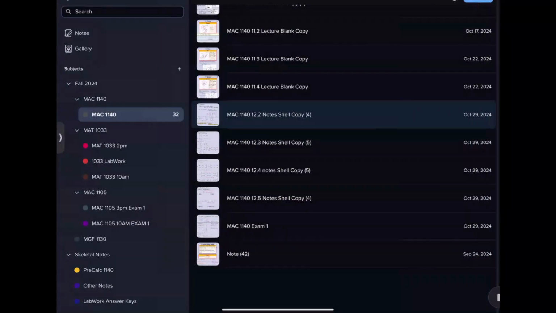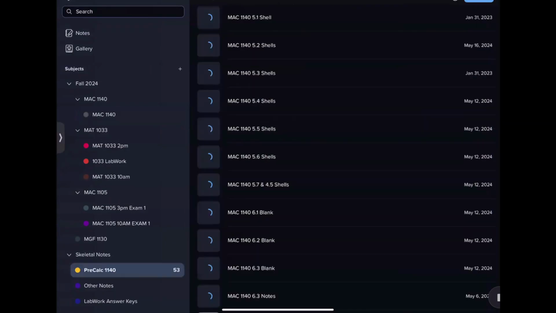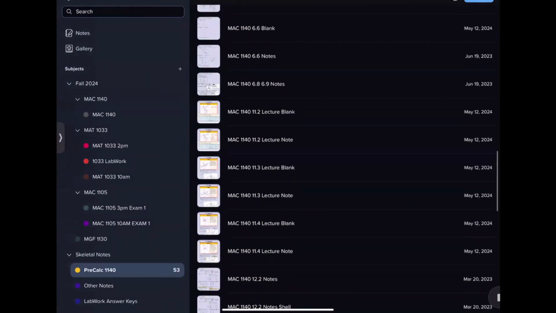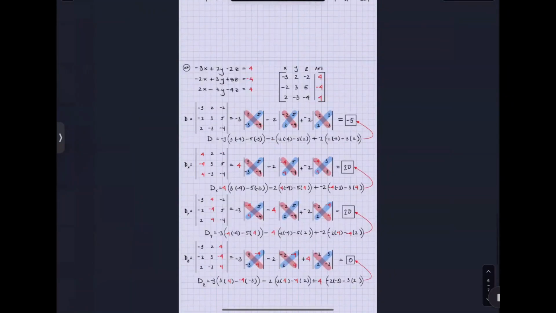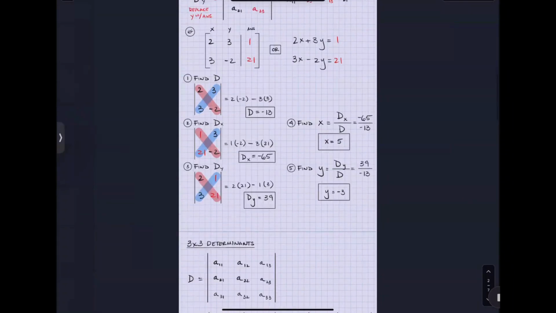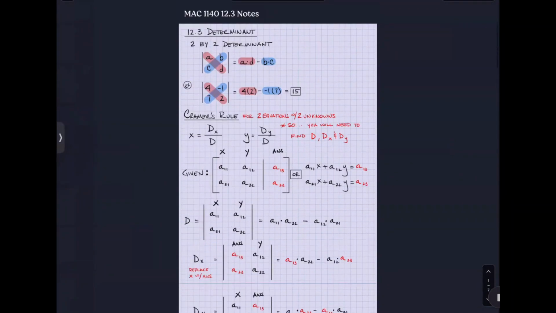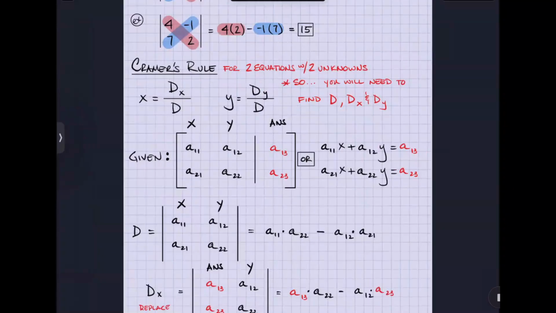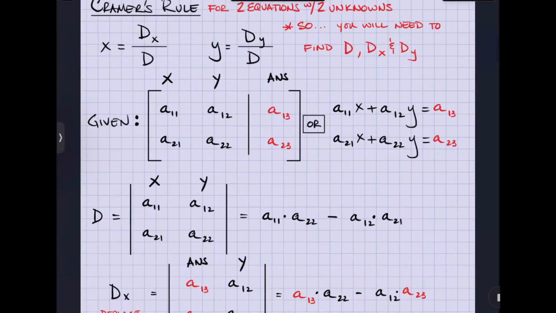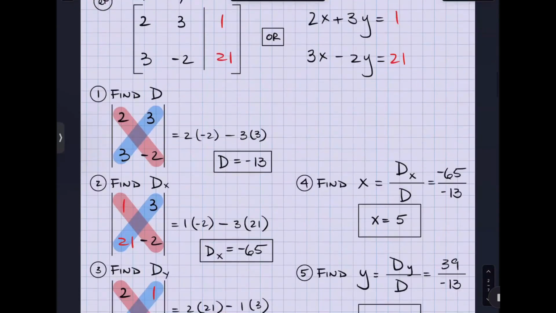So here's something I'm going to tell you about 12.3. I would tell you to open up those notes before you come in. There's a lot of highlighting here. A lot of colors. Because we're talking about determinants, and we're going to be talking about Cramer's rule. So 2 by 2 isn't bad. It's the 3 by 3 that's going to get bad.